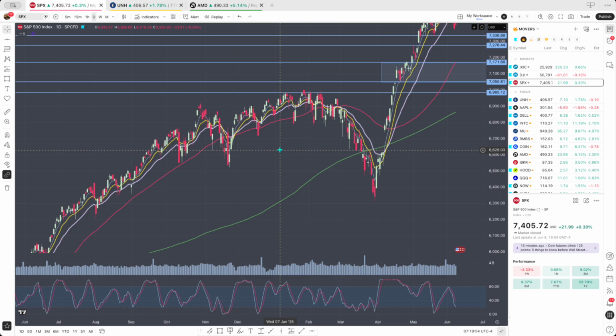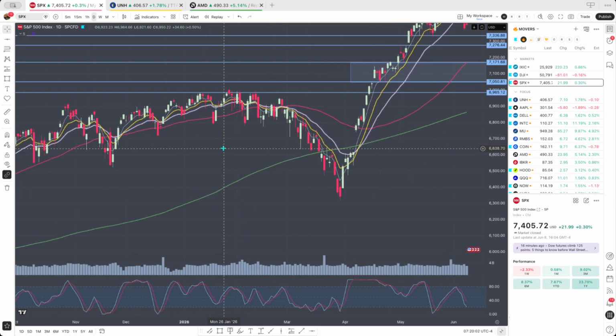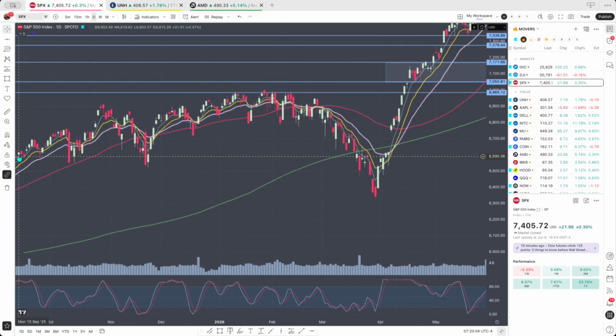So those are the only two times I really consider trading to the downside. Otherwise, I'm really looking to position myself for the upside. But I just wanted to share that really quickly to give you my thought process through it.